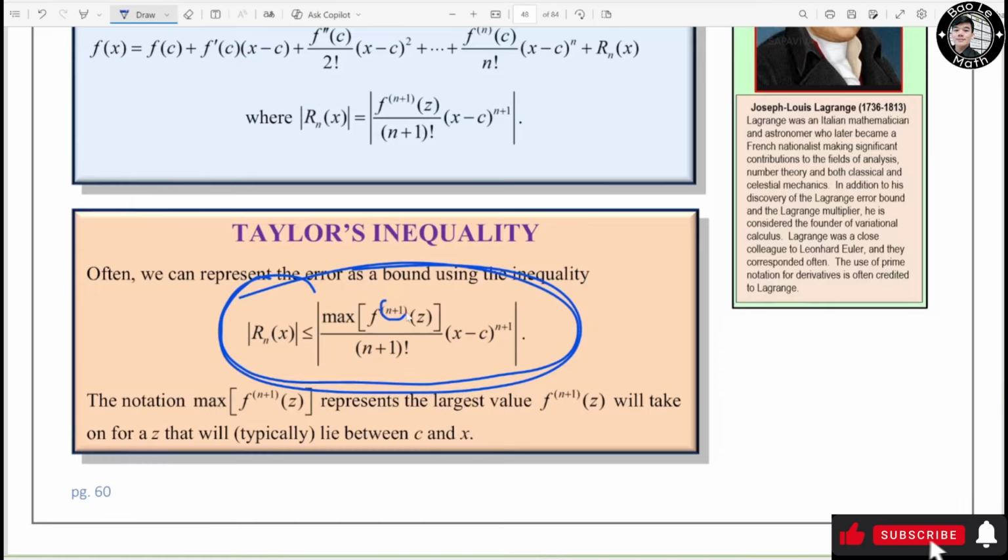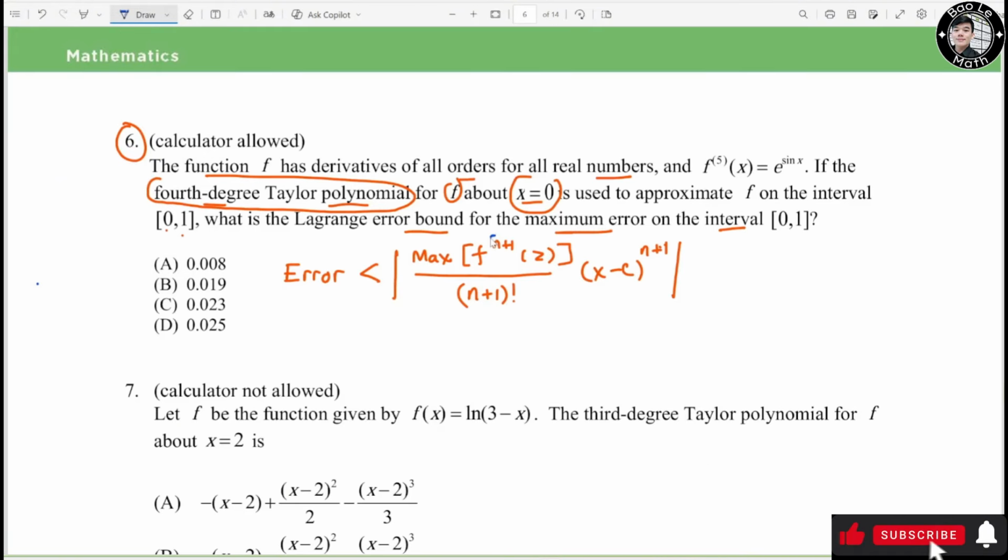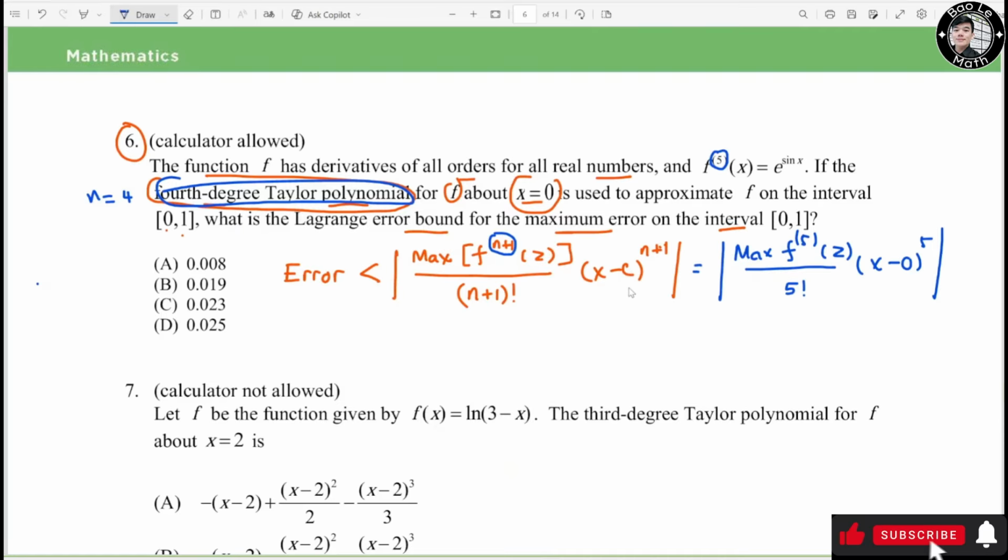n plus 1 right here must be 5. So I'm going to copy this formula over there. Note that n plus 1 is 5 and n equals 4, since it's the 4th-degree Taylor polynomial. So I'm going to substitute. Now remember c equals 0, center at 0.